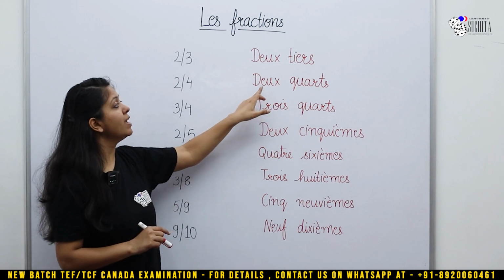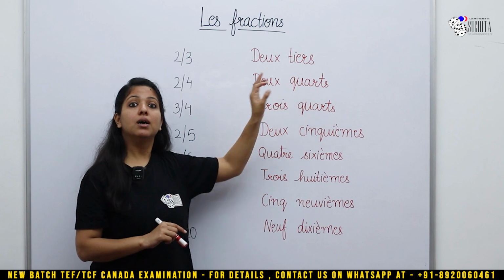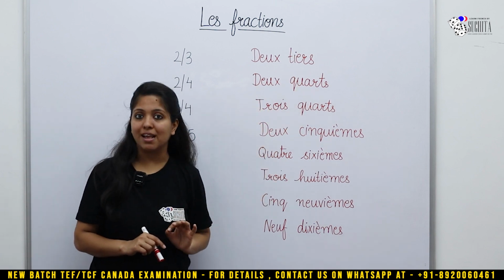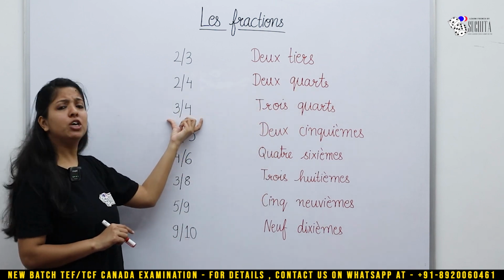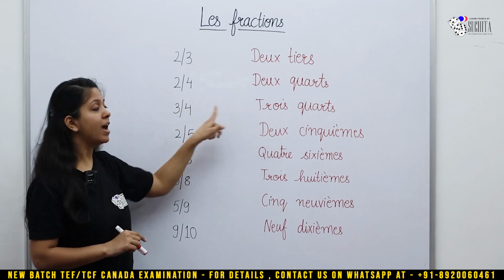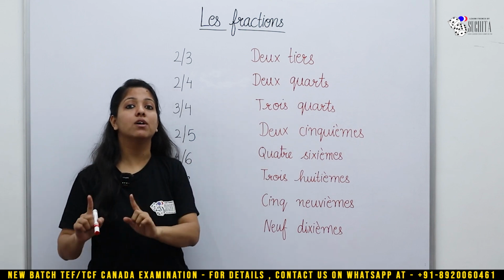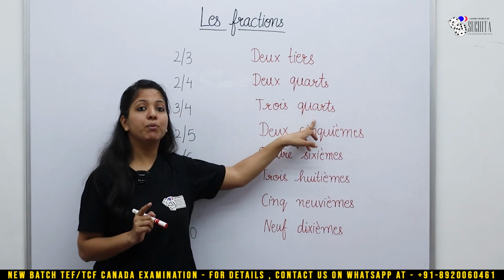So how would you say it? You will say deux quarts. The pronunciation will be the same, quart, but this time it will be with an S. Similarly, if you have to say 3/4, 3 is trois, and again 4 is quart with an S because it is 3 quarters, so it has to be plural.